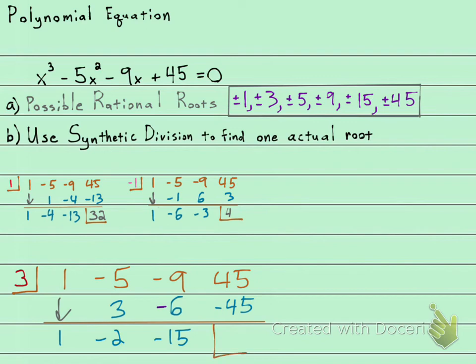Here it is. We found a 0. Okay, so our first 0 is 3. So one actual root is 3.